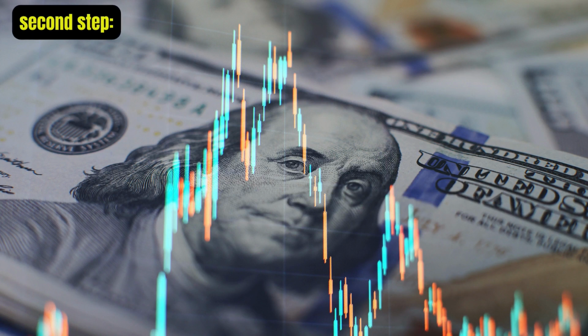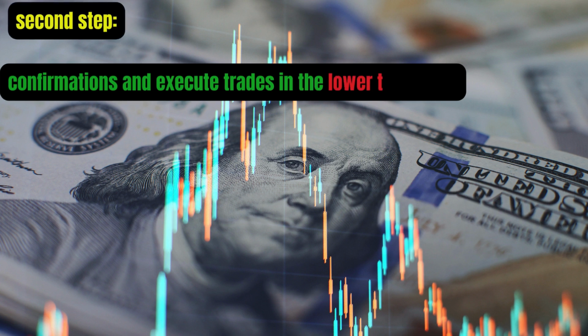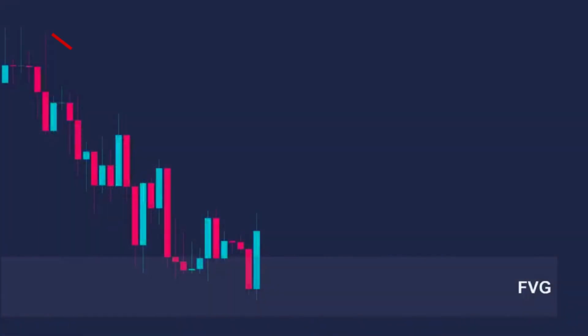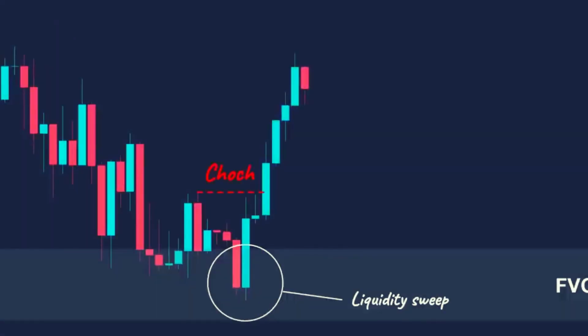The second step of this trading plan is to look for confirmations and execute trades in the lower timeframe. After waiting for the price to enter our trading zone, we need confirmation indicating the short-term downtrend is over and the price can move upwards. To identify this reversal, we observe liquidity sweep patterns and changes in character. A valid liquidity sweep below a low signals a possible reversal, while a price break above a high indicates a valid change of character.